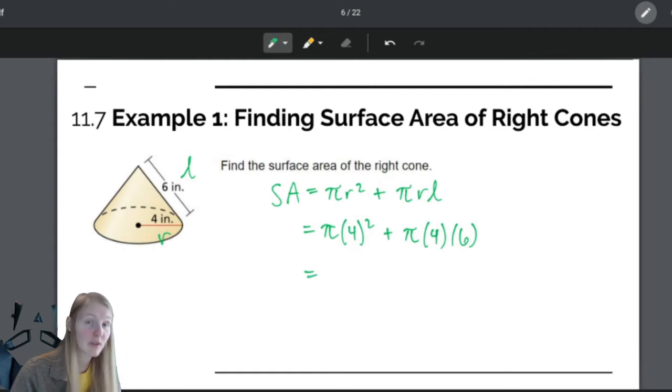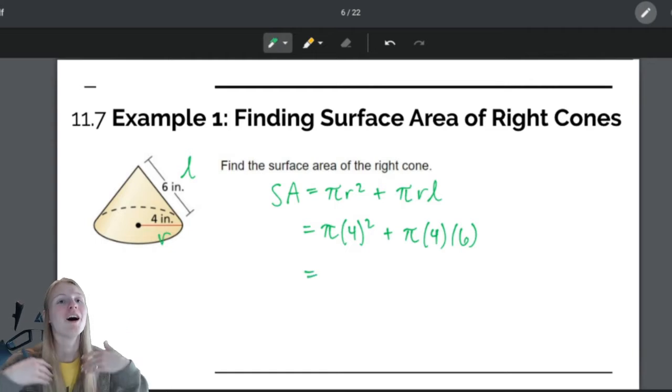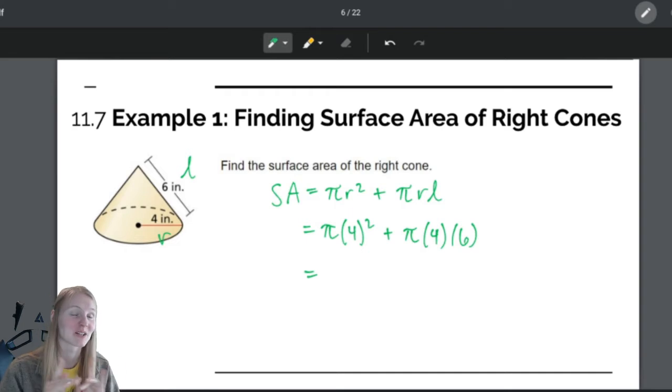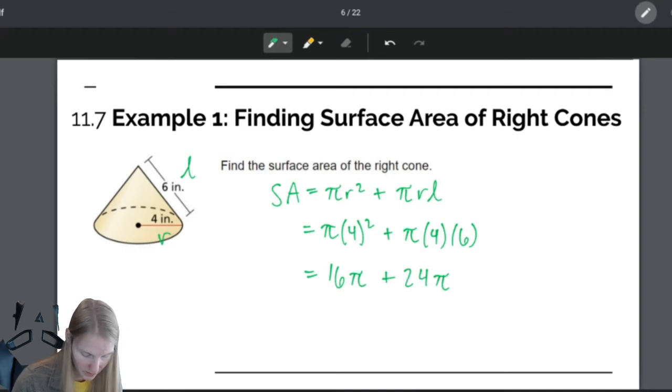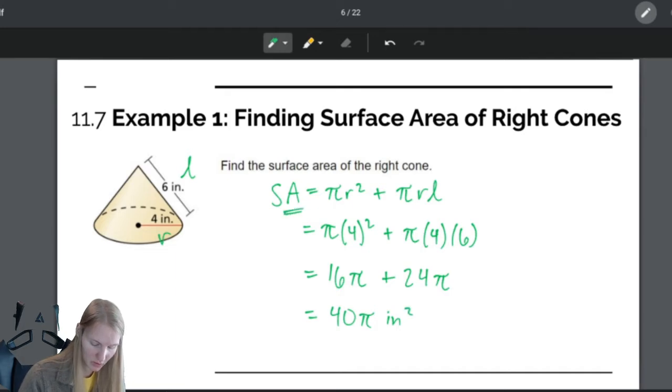So remember, you can keep this in exact form or you can put it in approximate form. Of course I'm going to show you both because IXL might want one versus the other and I want to make sure you know how to do this. So 4 squared is 16. We have 16 pi plus 4 times 6 is 24, so this is 24 pi. 16 plus 24 is 40. So this is 40 pi units. Inches squared, cubed, what? Remember, this is surface area, which is just 2-dimensional.